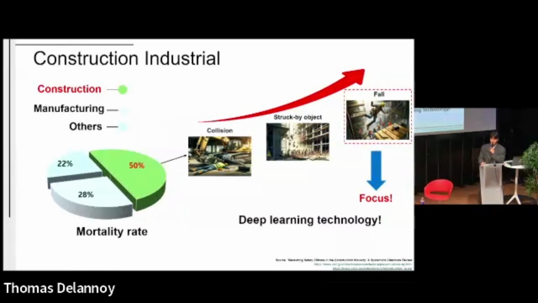Among the various accidents that occur in the construction industry, there are collisions, being struck by objects, and falls. Among these, fall accidents have the highest accident rate. To prevent such accidents, deep learning technology has been introduced, achieving significant advancement.